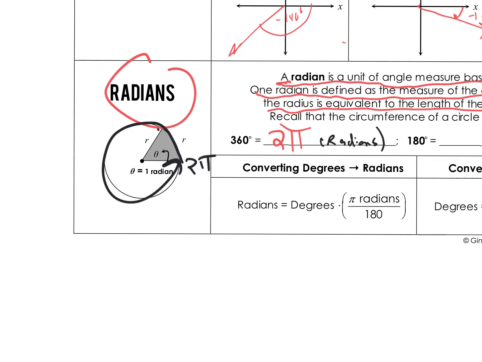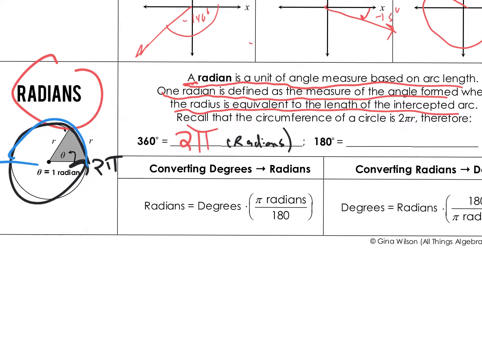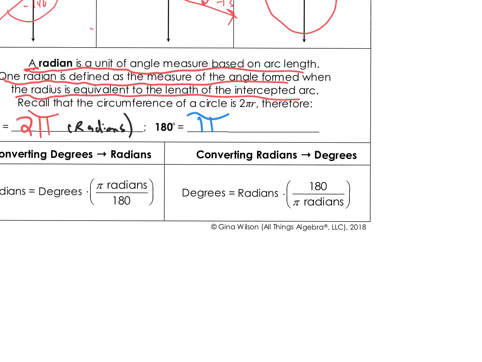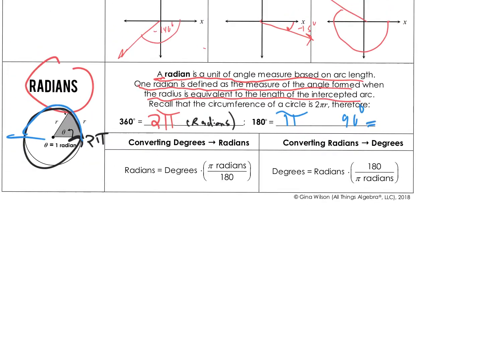Well, what if I do half a circle? Then that would be 1 pi. Just pi. What if I do 1/4 of the circle? That would be 90 degrees. What would you say that was? 0.5 pi. Yeah, half a pi.